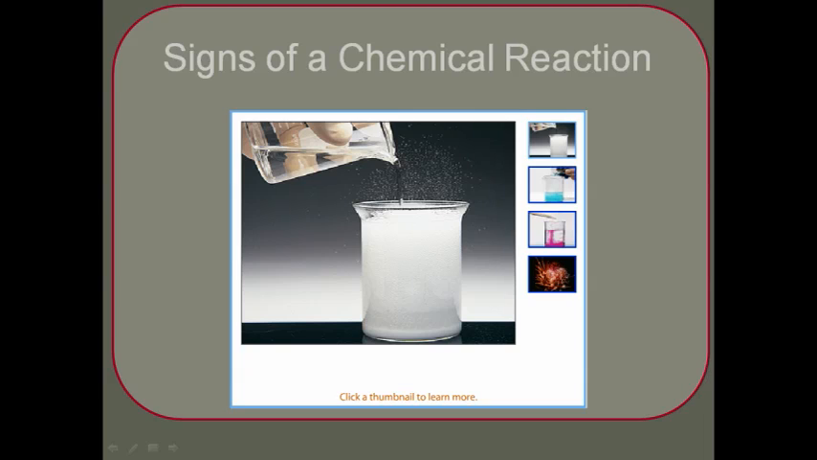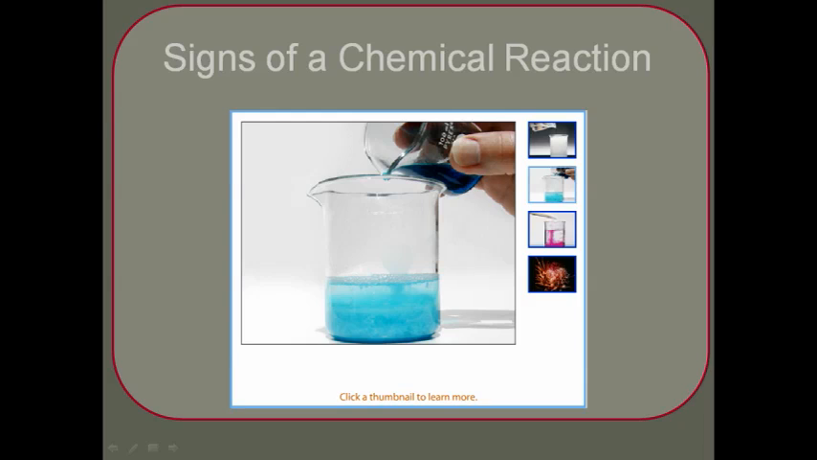Sometimes a chemical reaction will make gas. If this occurs in a liquid, you might see bubbles. For example, when we add vinegar, an acid, to a solution of baking soda, which is a base, a lot of fizzing occurs because carbon dioxide is released.